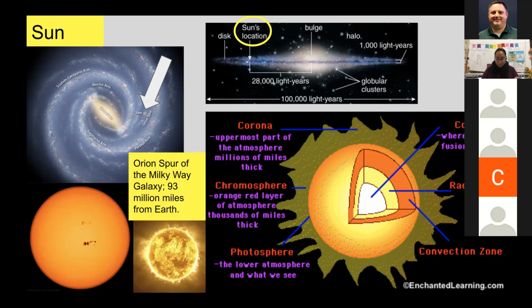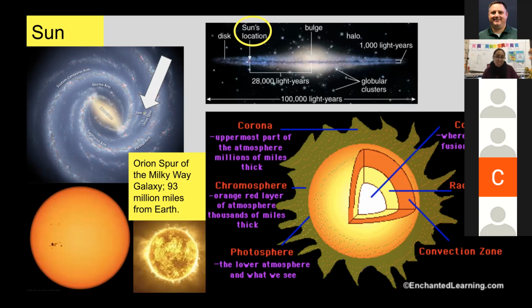And it's about the entire Milky Way galaxy. You can see it's about 100,000 light years long, so it's massive. And our sun's location is about 28,000 light years from the center or the bulge of the Milky Way galaxy. And again, we know that the sun is just a hot ball of hydrogen and helium gases.